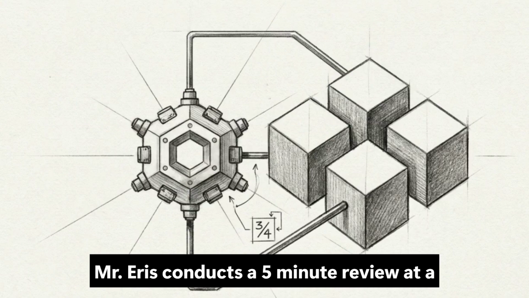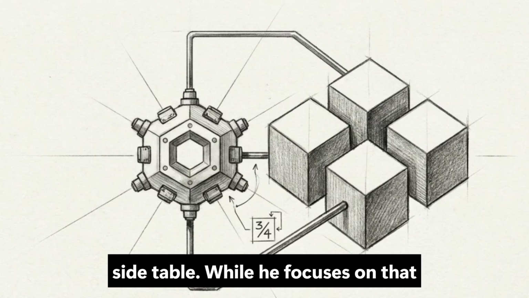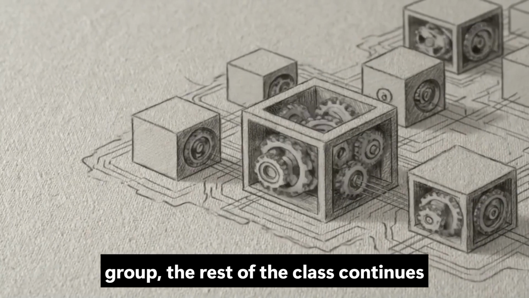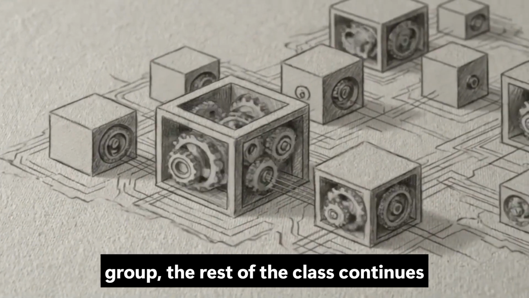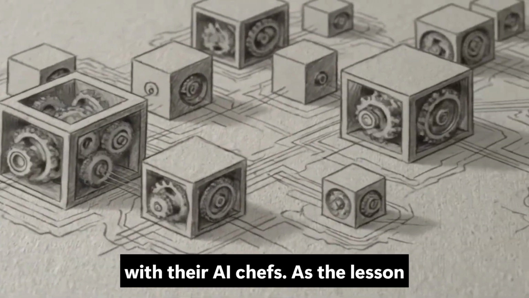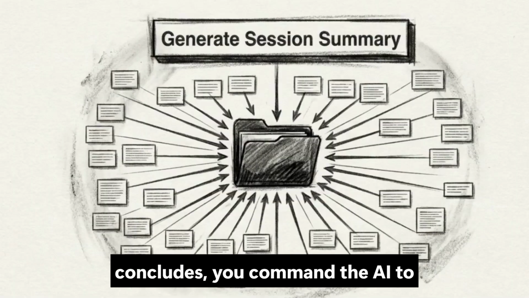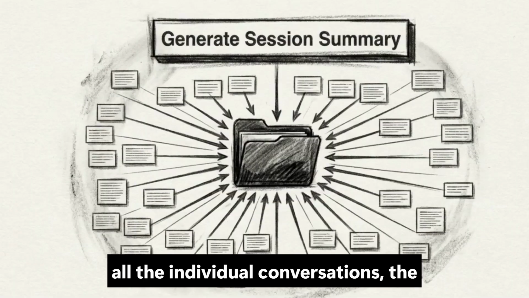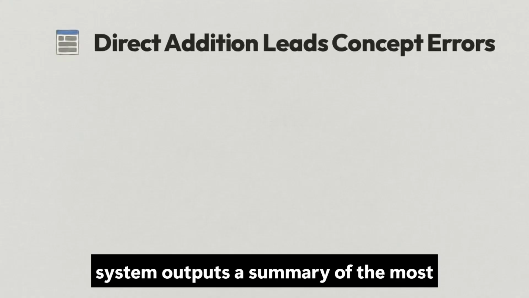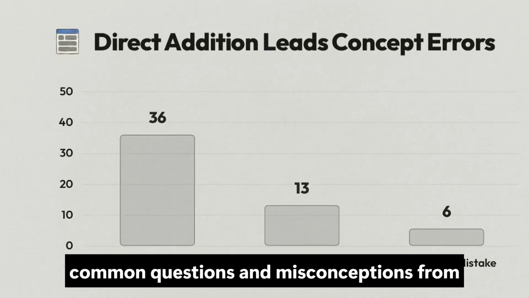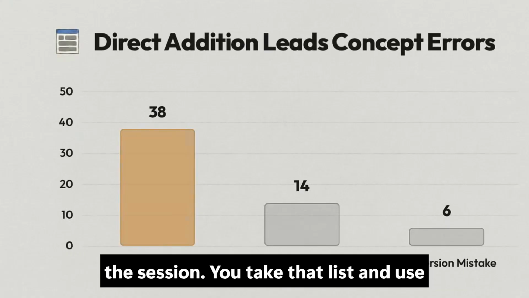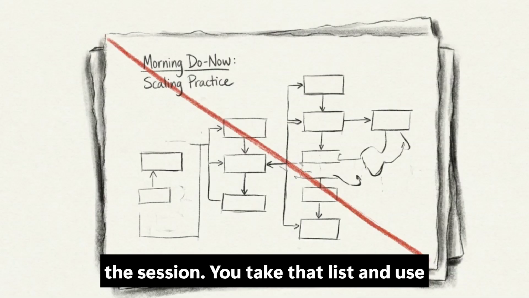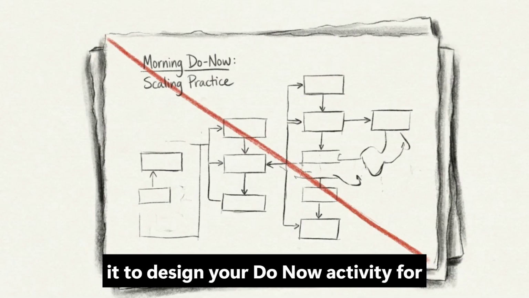Mr. Aris conducts a 5-minute review at a side table. While he focuses on that group, the rest of the class continues their independent, high-energy debates with their AI chefs. As the lesson concludes, you command the AI to aggregate and summarize the data from all the individual conversations. The system outputs a summary of the most common questions and misconceptions from the session. You take that list and use it to design your Do Now activity for the following morning.